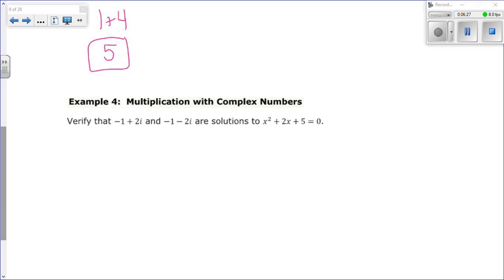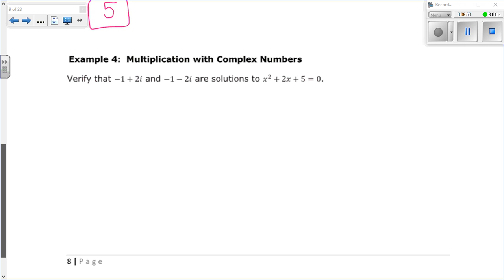We're going to verify that negative 1 plus 2i and negative 1 minus 2i are solutions. And before we learned that if we substitute the values into the equation and we get a 0, that meant it was a solution because there was no remainder. So that's what we're going to do at this point.